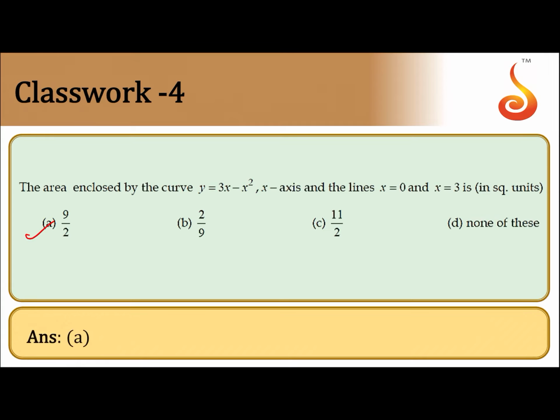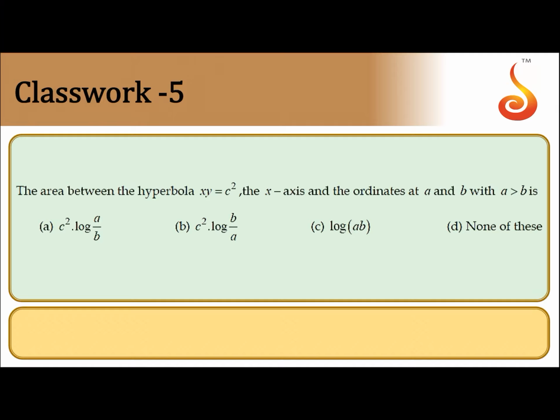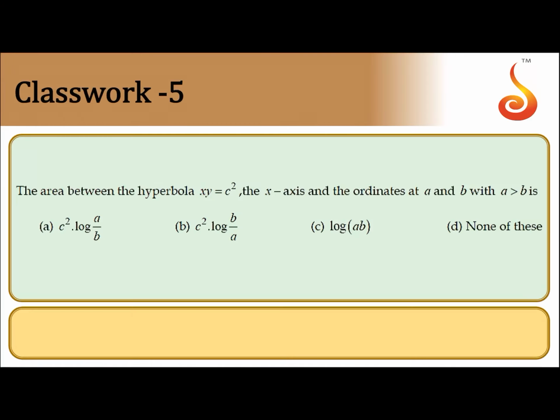Coming to the next one, the area between the hyperbola, x-axis and the ordinates x equals a to x equals b, where a is greater than b. Let me consider xy equals c square. xy equals c square is a hyperbola. It looks like this one. This is the curve, and x equals a to x equals b, we need to consider.